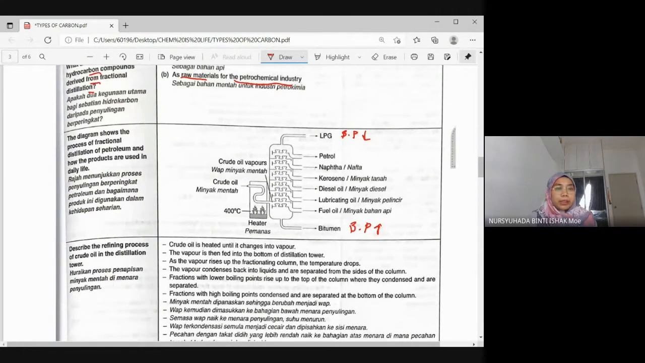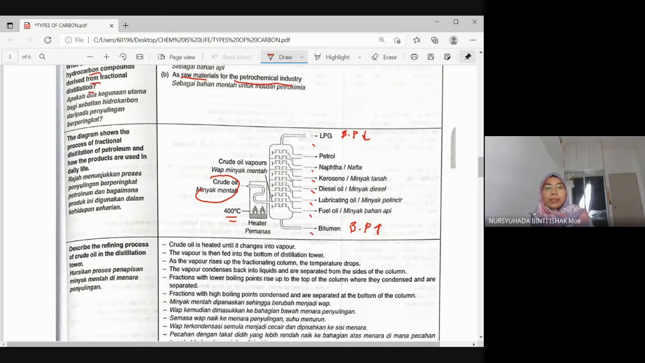So bagaimana proses ini berlaku? Kamu tengok. Pertama dia akan masukkan crude oil dalam this one. And then dia akan heatkan until reach 400 degree Celsius. Bila jadi 400 degree Celsius, dia akan evaporate, betul? Sebab dah takat didih dia dah lebih. Then dia akan masuk ikut setiap fraction dia ni based on the boiling point. Kita ada LPG, petrol, naphtha, kerosene, diesel, lubricating oil, fuel oil and bitumen. Jadi kita tengok apa kegunaan setiap ni.